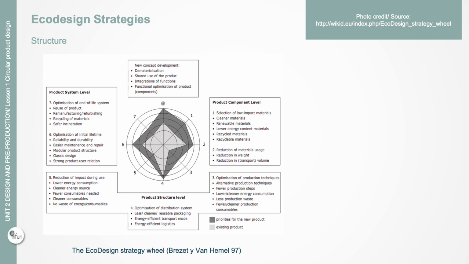These strategies can also be connected with the product level, component, structure or system, as shown in the picture, also called Lids wheel. This representation can be used during the eco-design process to compare two alternative designs of the same product.